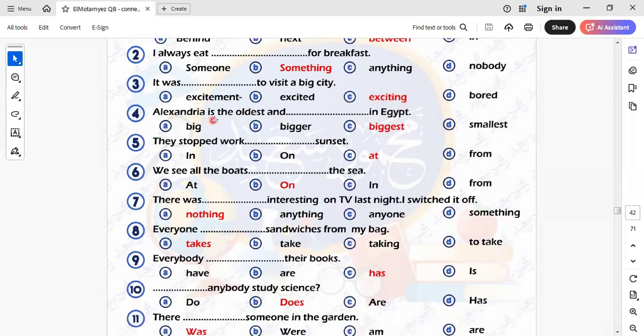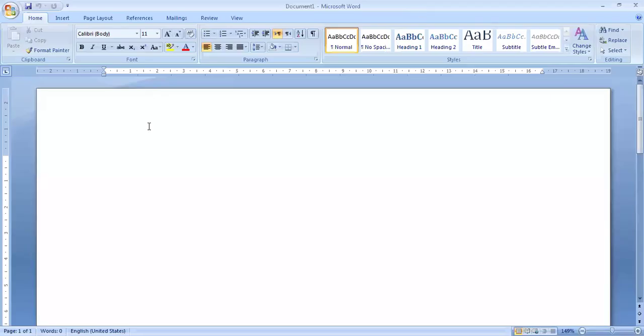Okay, Alexandria is the oldest and biggest. So here we have the comparative form and superlative form. I would like to remind you of the comparative form and superlative form. When we use the comparative form, what can I do in the comparative form?